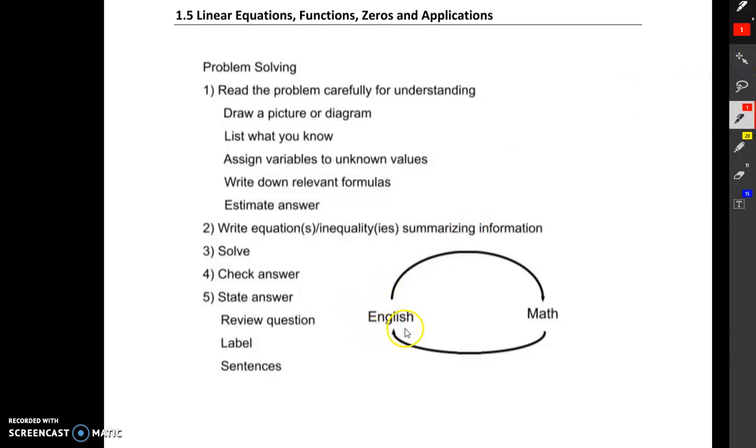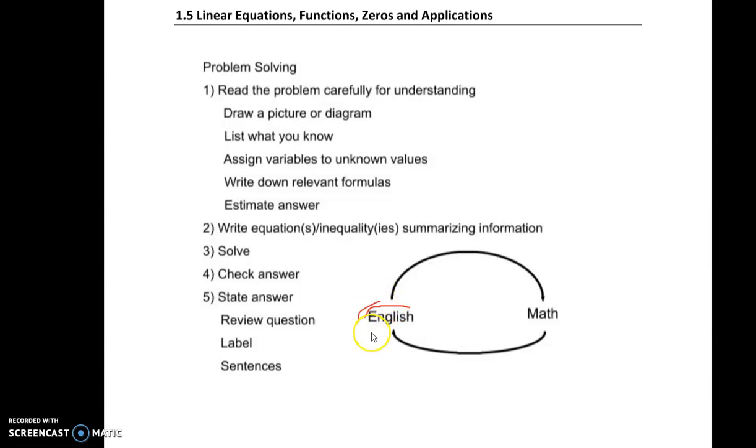So this is where you should start, with the English. Just read it, understand what it's about. Some things that you can do in this first step.